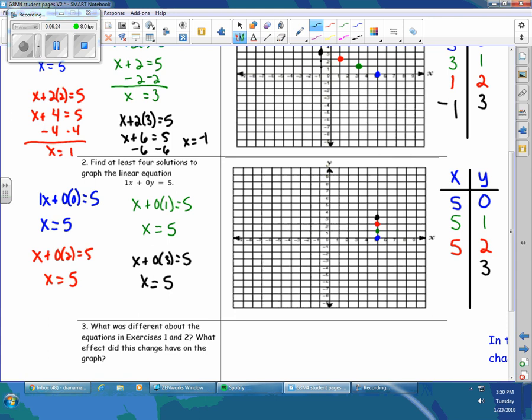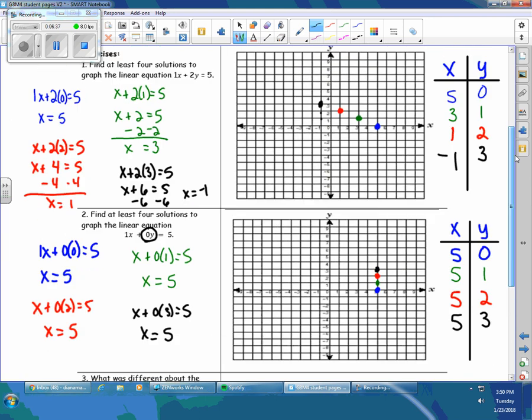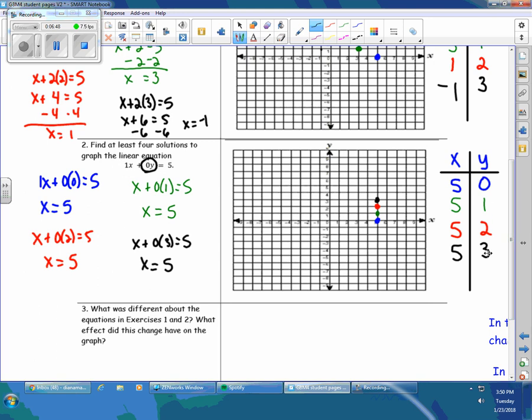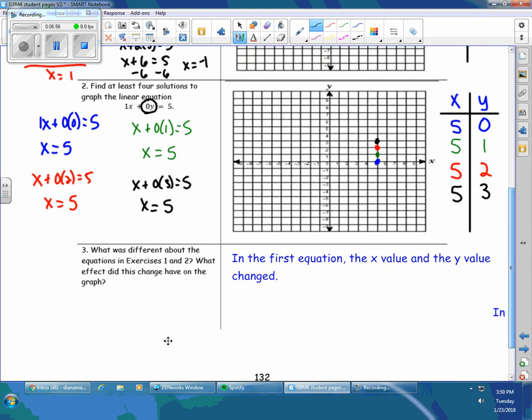So you'll notice, regardless of the value that we chose for our y, our x value always equaled 5 when our y was being multiplied by 0. So what's different about the equations in exercise 1 and exercise 2? In exercise 1, both the x and the y values were changing. Depending on what the y value was, we got a different value for our x's. In the second equation, regardless of what our y value was, our x always stayed at 5.